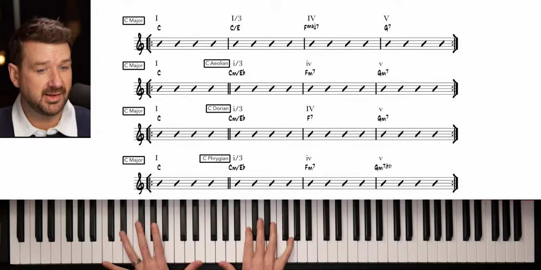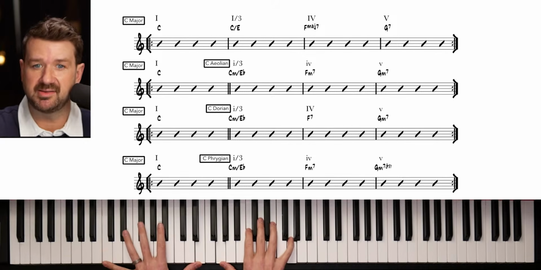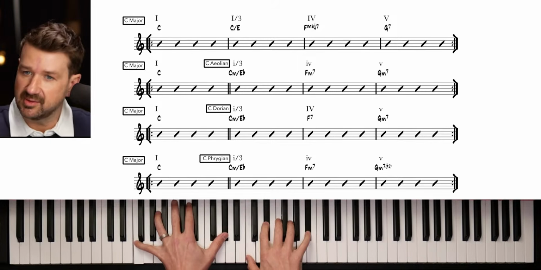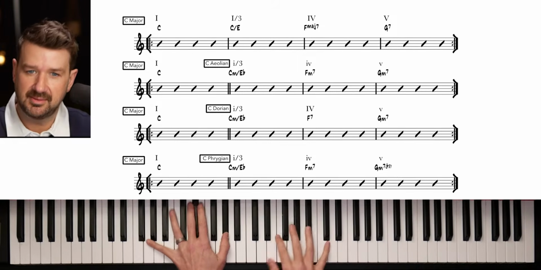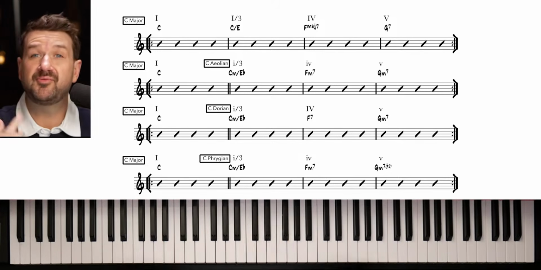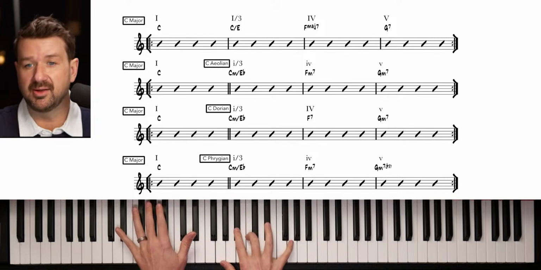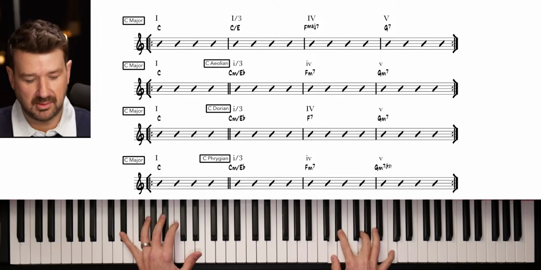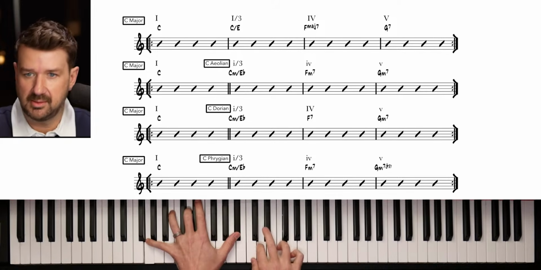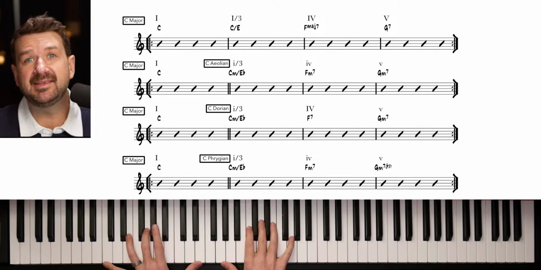All right, let's do our second line down. Now we're going to do that parallel minor, right? That C minor Aeolian, though. It's very specific. Feel those clouds coming in, those storm clouds coming in. So that is our modal interchange.